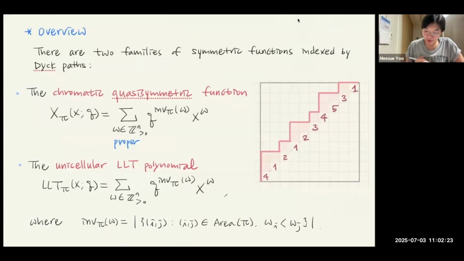So let me start by making the observation that there are 2 families of symmetric functions indexed by Dyck path. So one is the chromatic symmetric functions, and the other is the unicellular LLT polynomials. So the chromatic quasi-symmetric functions are defined over proper colorings. The coloring is an integer value assigning function on the vertices of the graph. And the coloring being proper means that if 2 vertices are connected by an edge, then the coloring values of those vertices should be different.